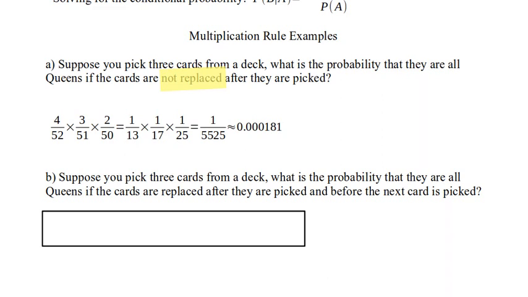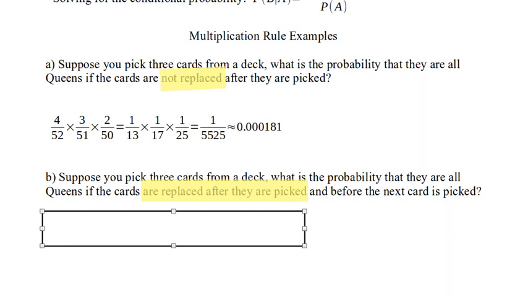Now, a very similar question, but illustrating the importance of independent versus dependent events to the way we compute probability. Suppose that we pick 3 cards from a deck, and we're interested again in the probability that they're all queens, that is a queen and a queen and a queen, so that and means the multiplication rule kicks in. But now the cards are replaced after they're picked and before the next card is picked. So in other words, theoretically, we could pick the same queen 3 times in a row.